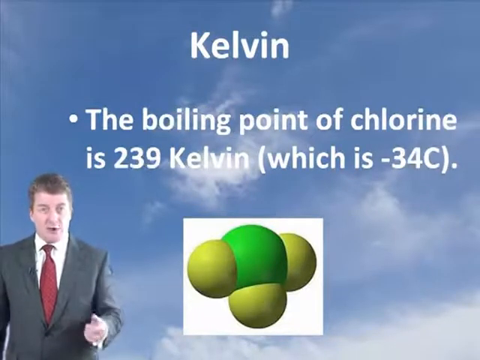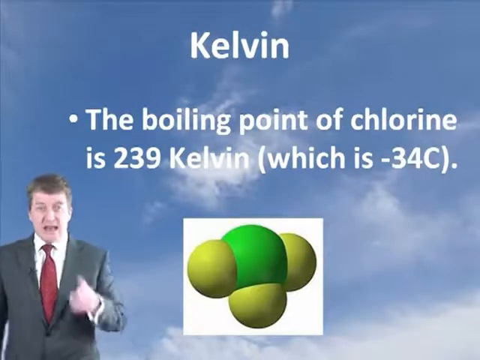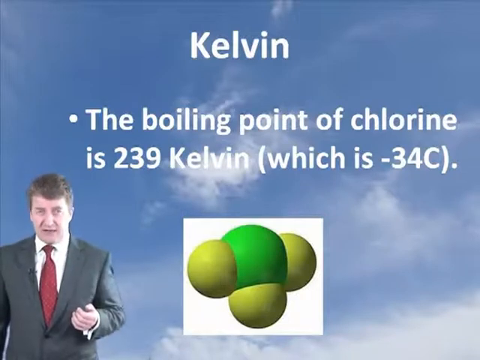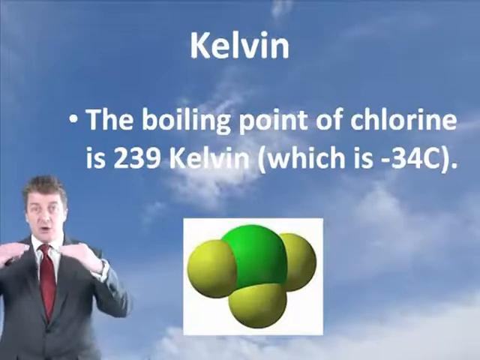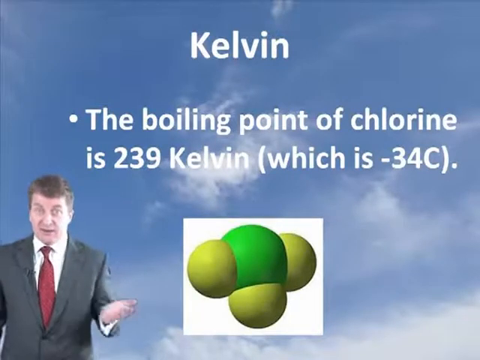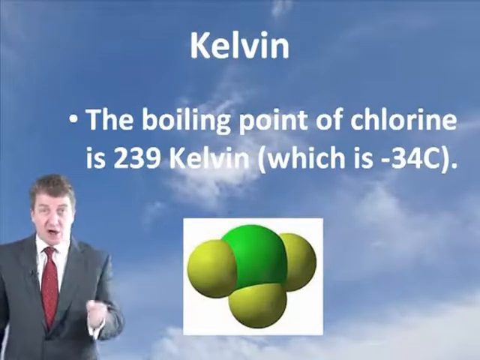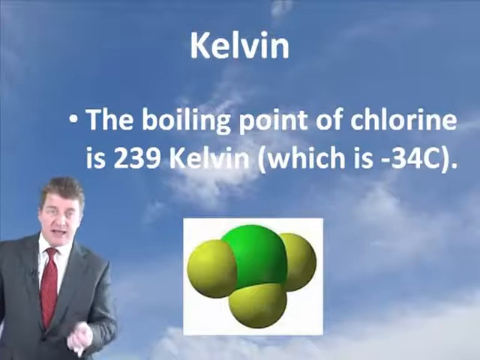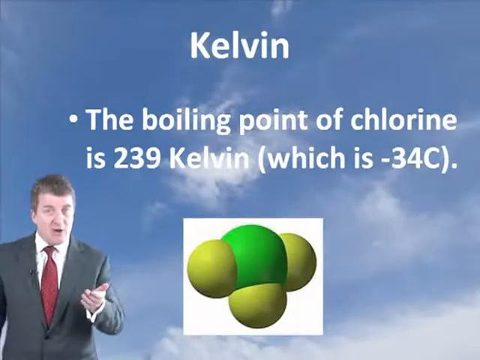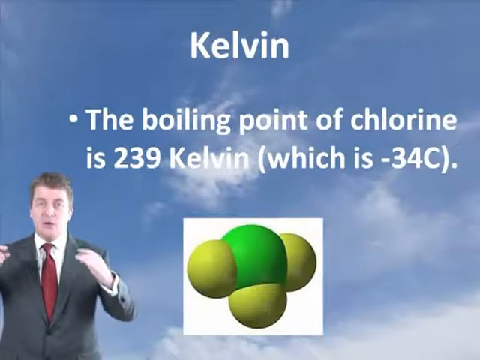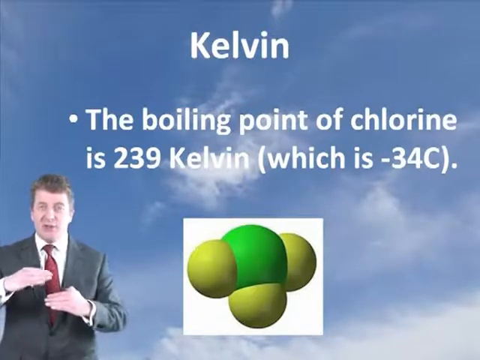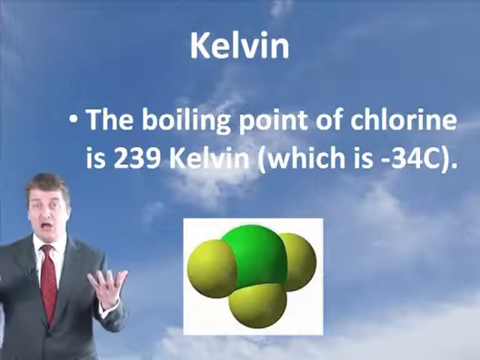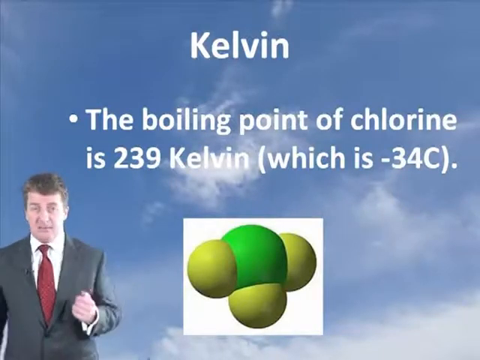Now, the boiling point of chlorine is 239 degrees Kelvin, which is minus 34 degrees C. So if you heat all these up to minus 34 degrees C, what will happen is the chlorine will change from a liquid to a gas. However, the water and steel will still stay as a solid. Do you understand? As you heat something up, it changes form. It depends if it's got a high melting point or a low melting point.